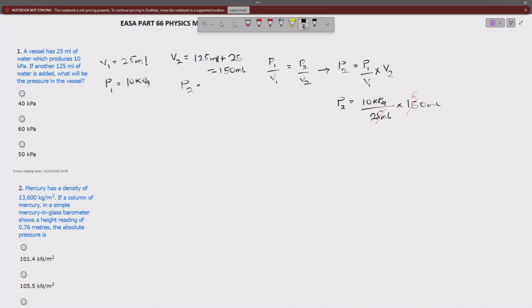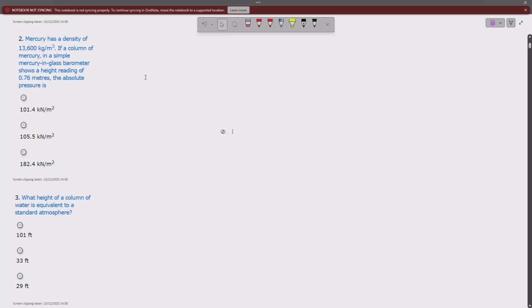So therefore P2 equals 10 kilopascal times 6. That is going to give you 60 kilopascal. Into question number 2.